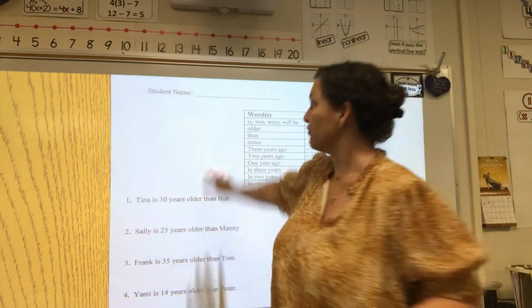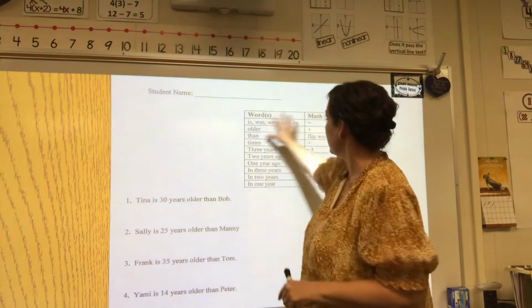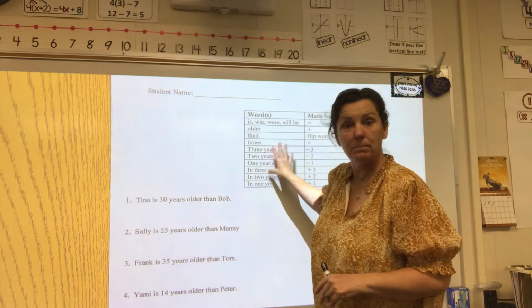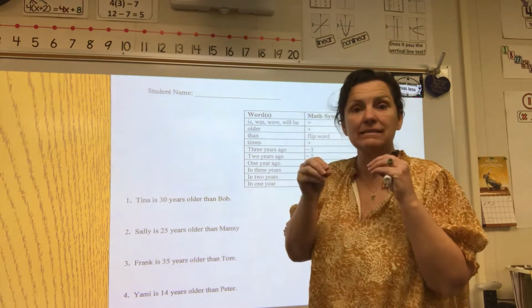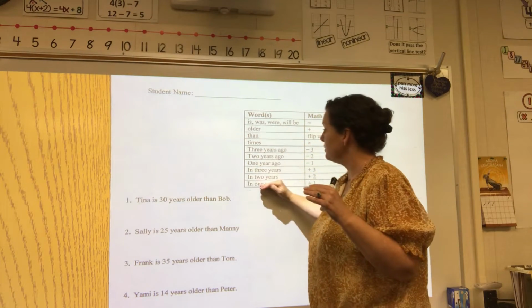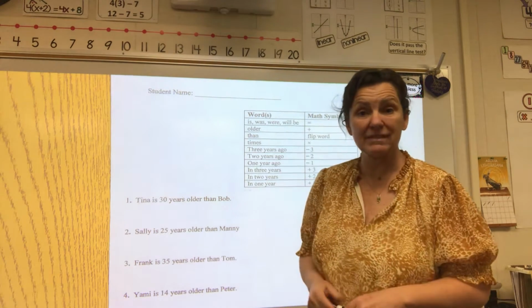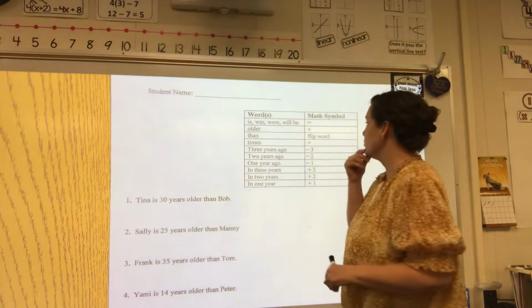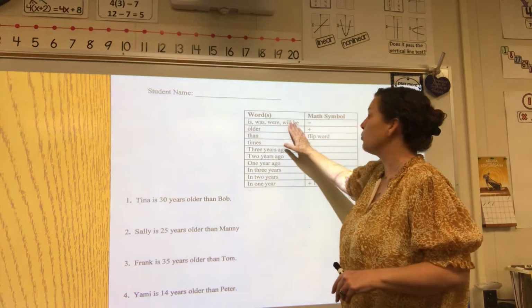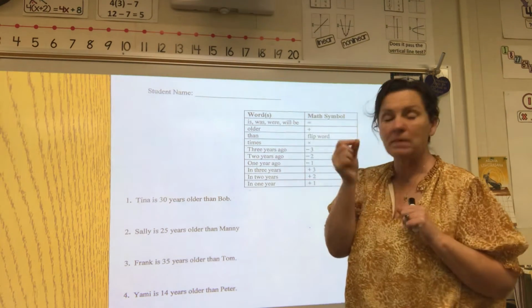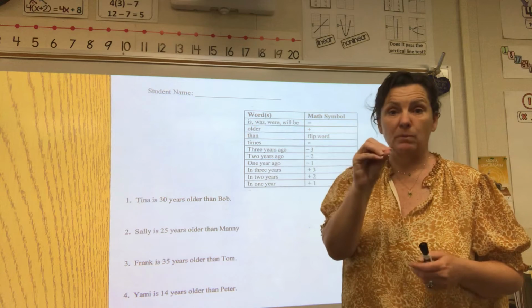Yesterday we learned how to set up age questions. You worked on the front page of a worksheet. We had the informational box at the top that gave us little hints when we see certain words that they equate to certain things when we're setting up our system. So this was a pretty helpful little chart. Is, was, were, will be was the essential piece, and that was where our equal sign would be located.